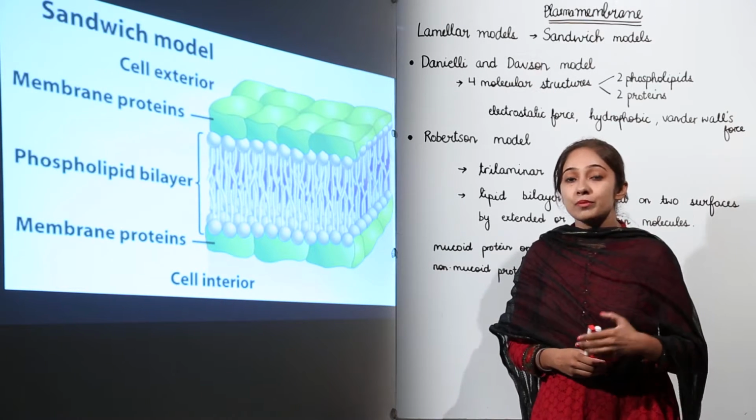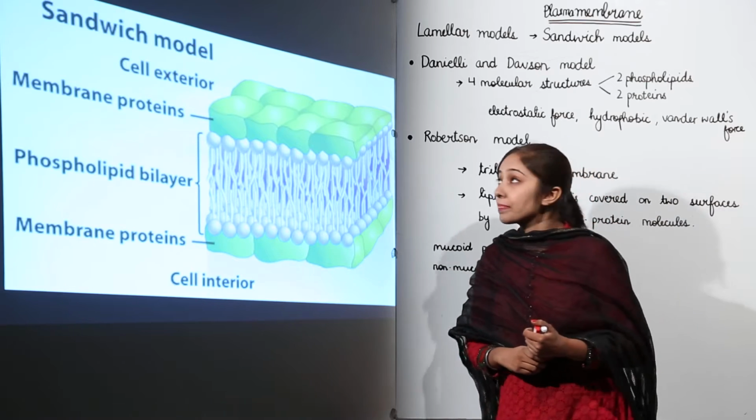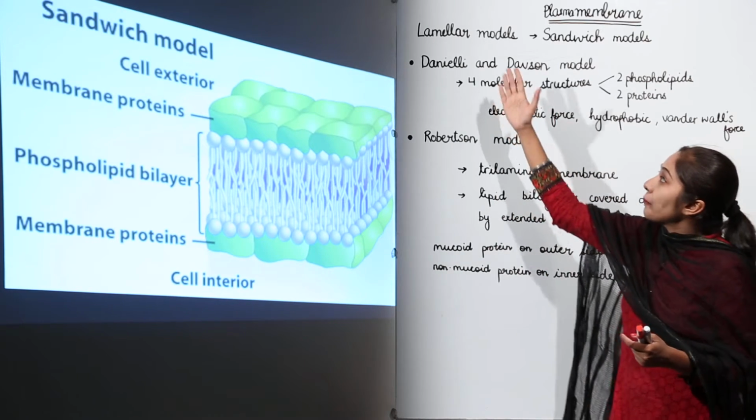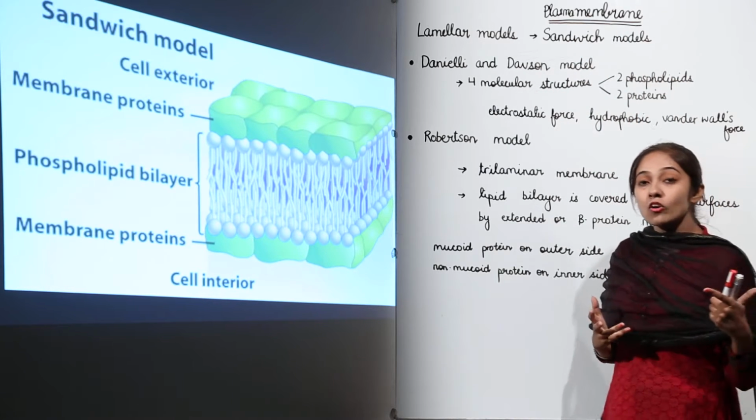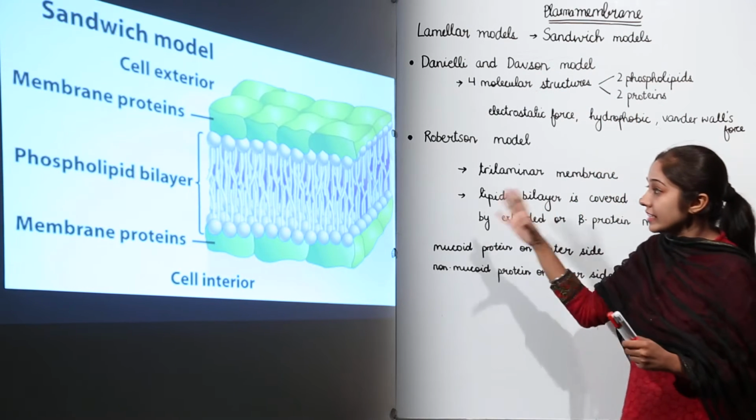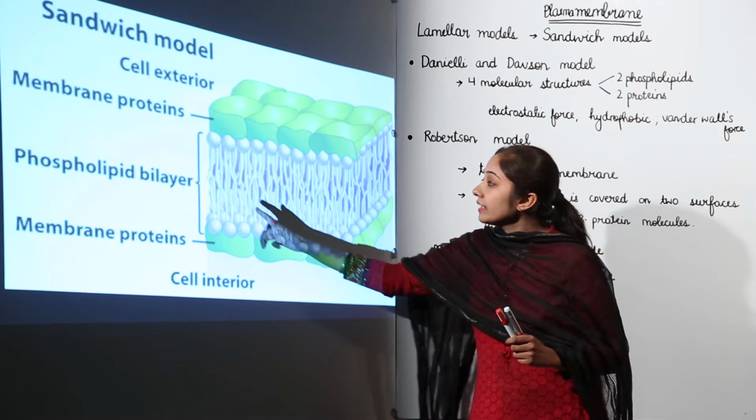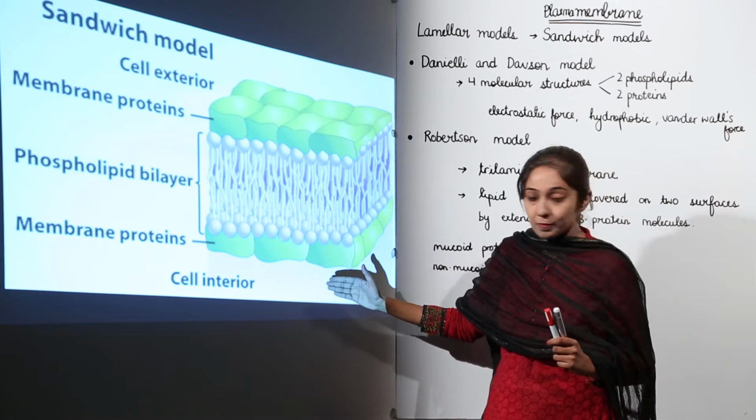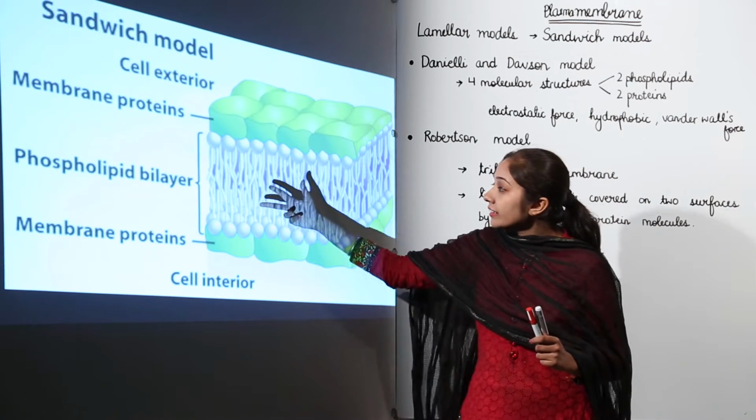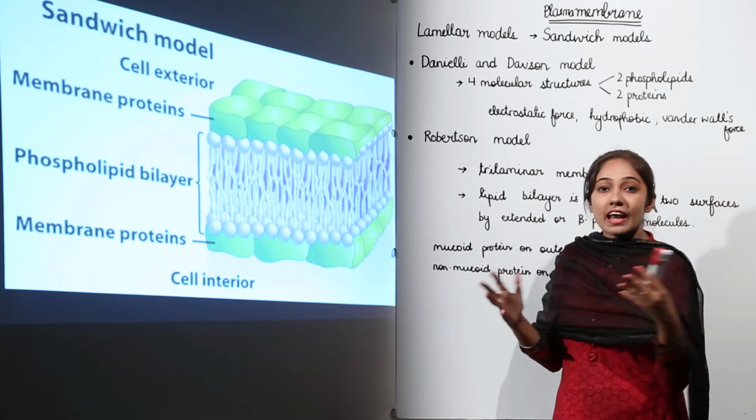Many models were proposed to elaborate the structure of the plasma membrane. These are basically the lamellar models, or sandwich models. Why are they called sandwich models? You will see in the image. This phospholipid bilayer is in between these two protein layers, so it is like a sandwich model.